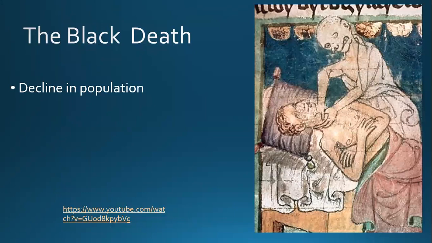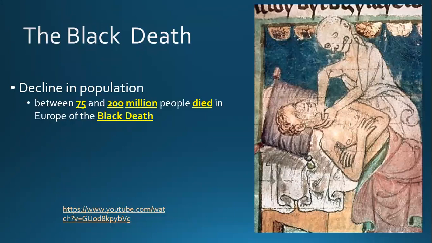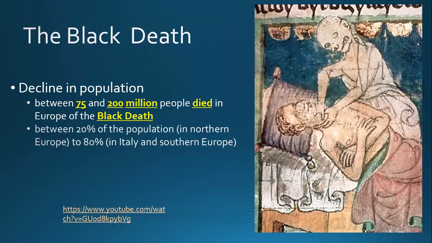So we have a huge decline in population. We're going to have somewhere between 75 and 200 million people dying in Europe from the disease. We don't know exactly. That is the range we have to work with because we don't know what the population even was when this all started. All right. The further north you went in Europe, the less devastating it was, but it still did a lot of damage.